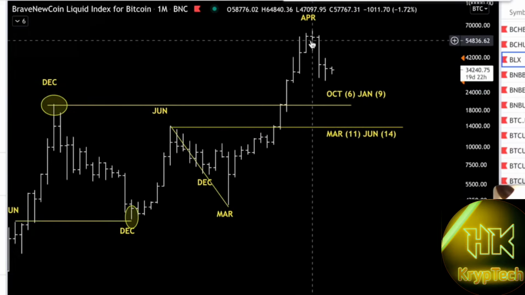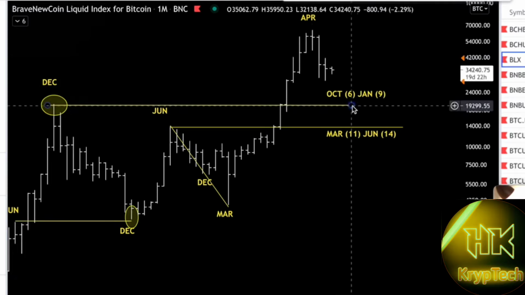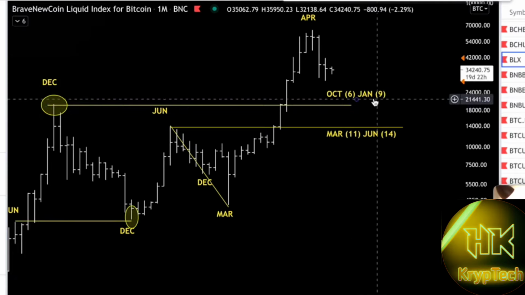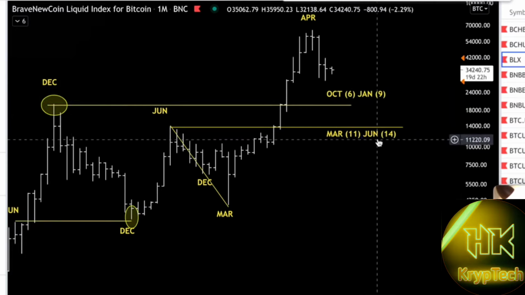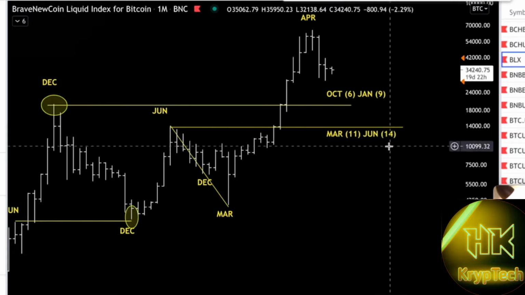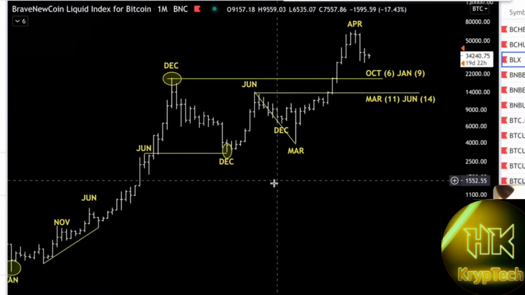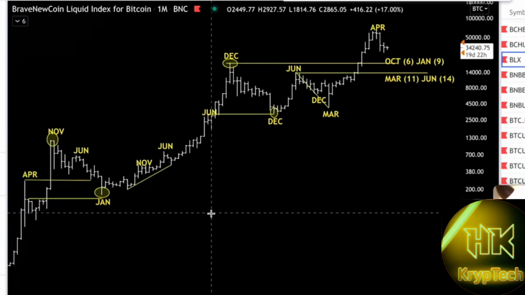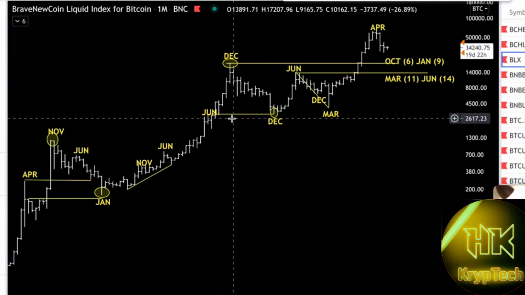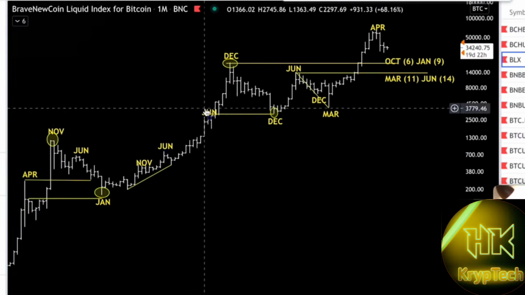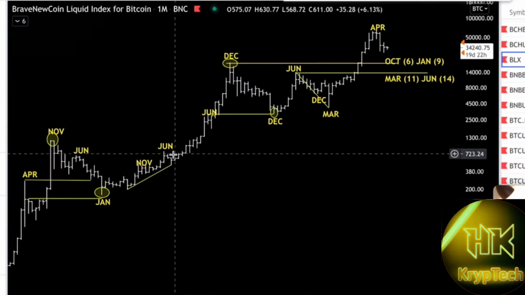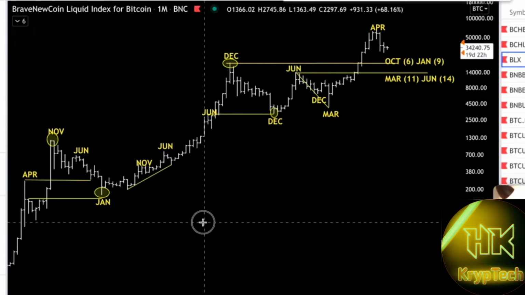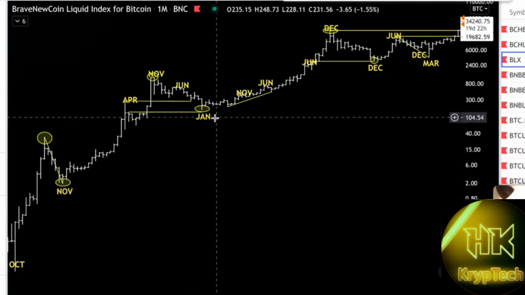So we have April, and we go 6 months out, brings us to about October. 9 months brings us to January. 11 months, March in 2022, and then 14 months is June of 2022. So what do we do next? Well, when do we often see market turns? June. This is in the mid of the cycle as well. Look at all these June periods coming up in the mid of the cycle. June, mid on the cycle on the way down.